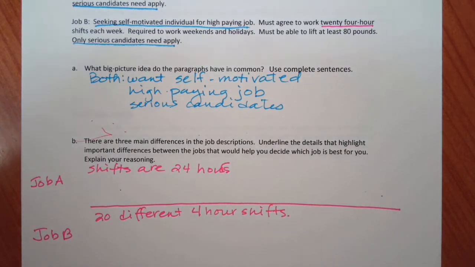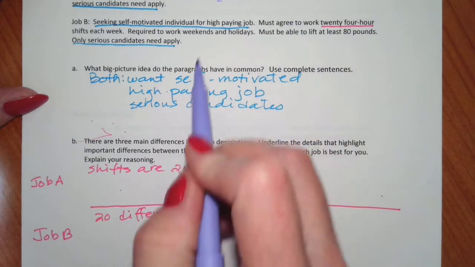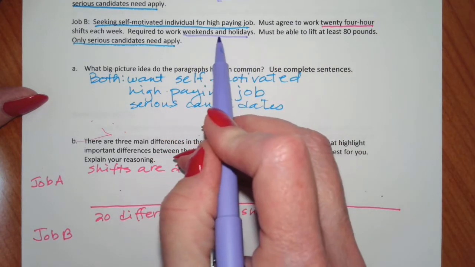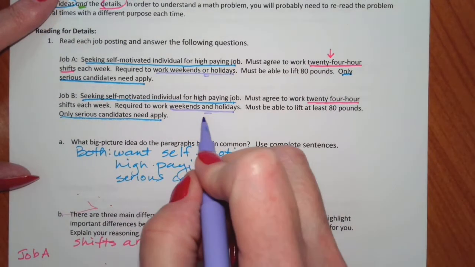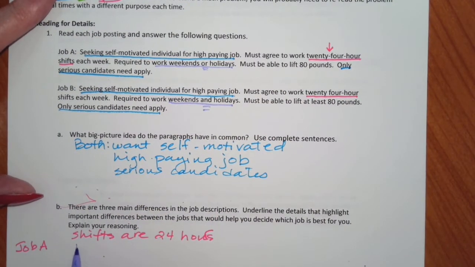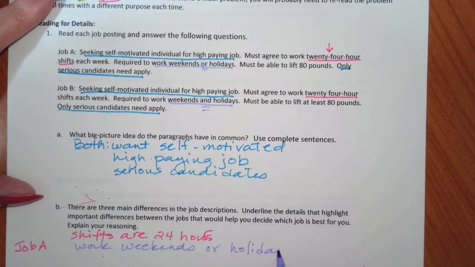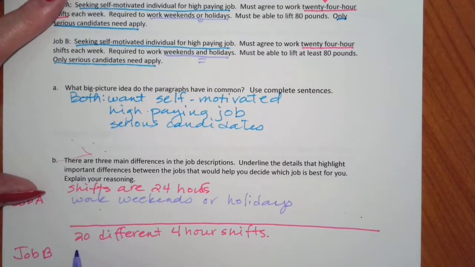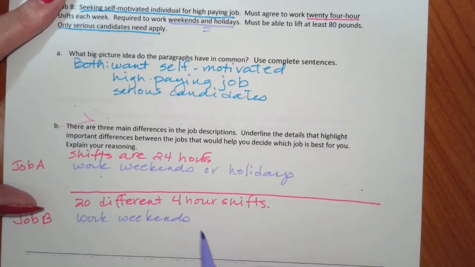The next one is work weekends or holidays. This is weekends and holidays. So job A is work weekends or holidays. And this one is work weekends and holidays.